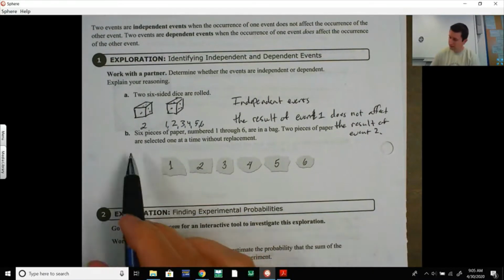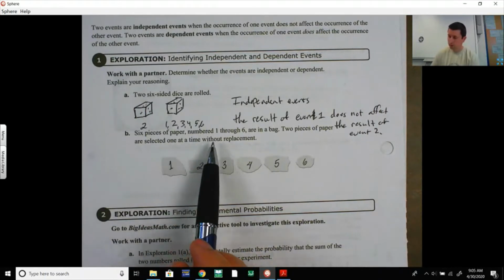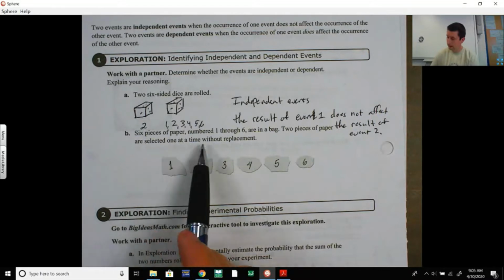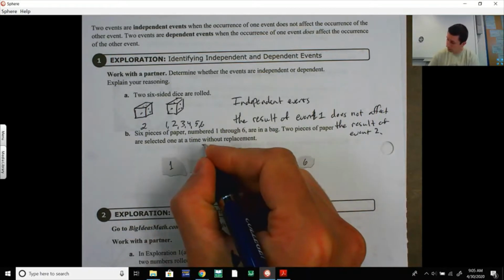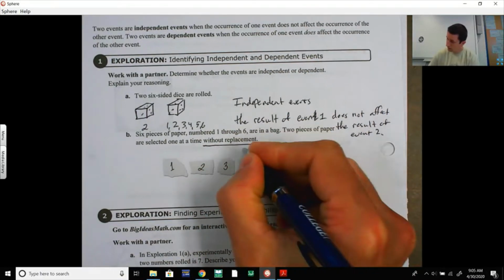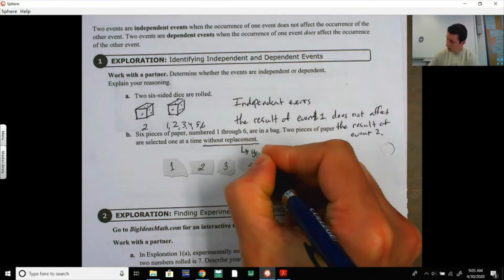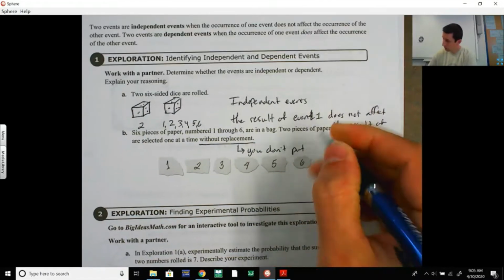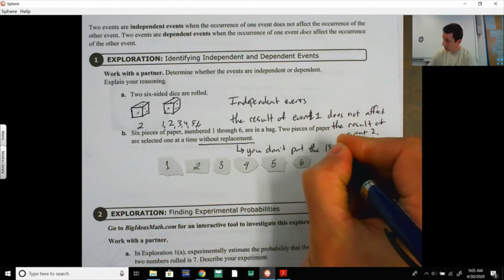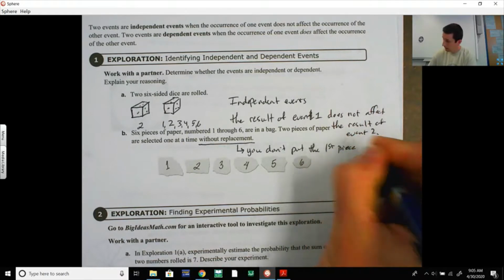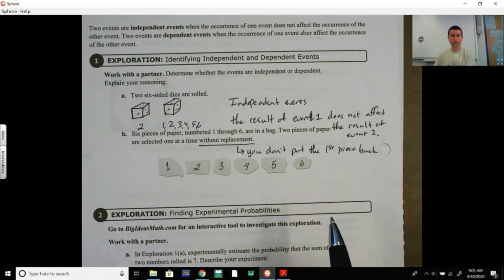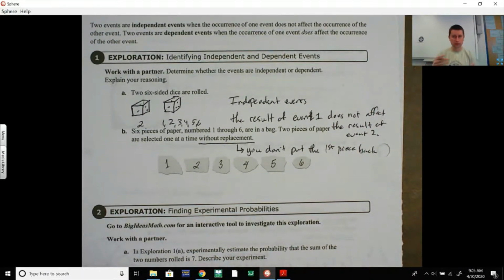Part B: 6 pieces of paper, numbered 1 through 6, are in a bag. 2 pieces of paper are selected one at a time. This is an important phrase right here, without replacement. So that means you don't put the first piece back. Okay? So you're not putting the first piece back. It's without replacement. This is what we're doing when we're drawing names out of the bag.